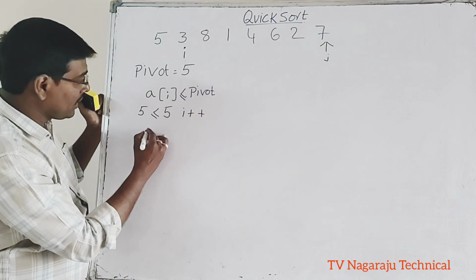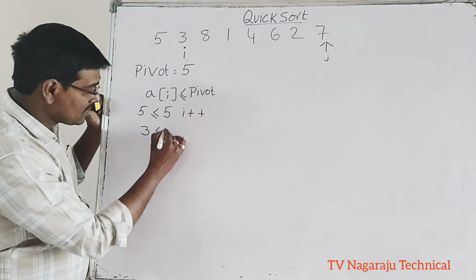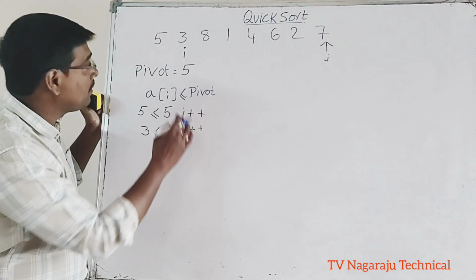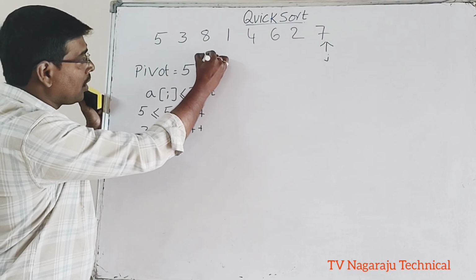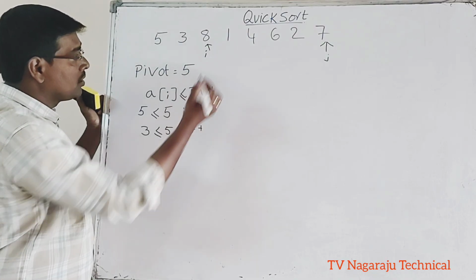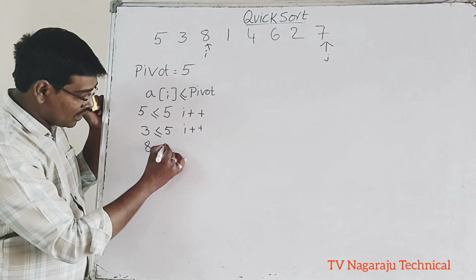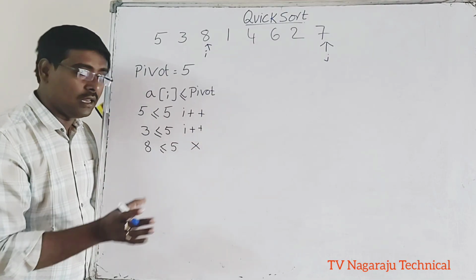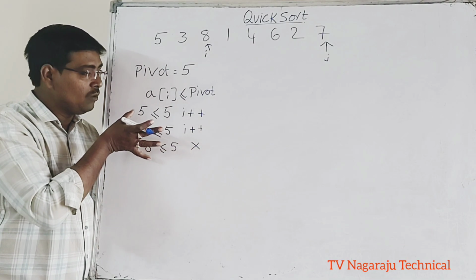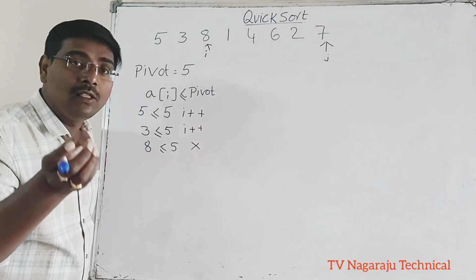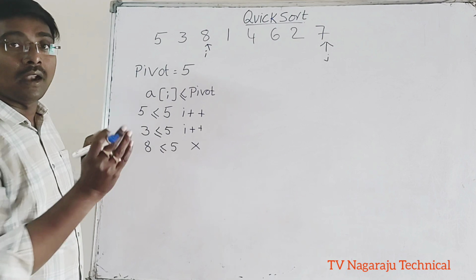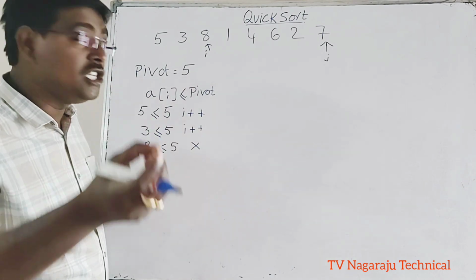In the next iteration, 3 is less than or equal to 5. Again, we are incrementing the i value. Now i points to this node. Now, 8 less than or equal to 5? The condition failed. Once the condition failed, we stop the i loop iteration. Okay, i is completed. Now compare j.